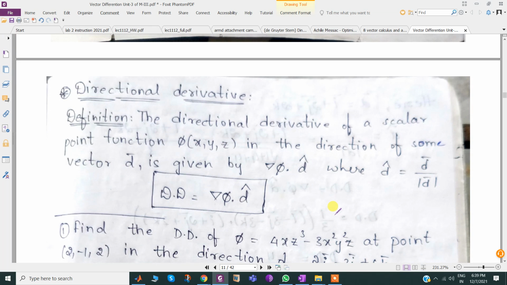Now coming to the topic, directional derivative is a very important one. Majority of the cases, the questions were asked on this.